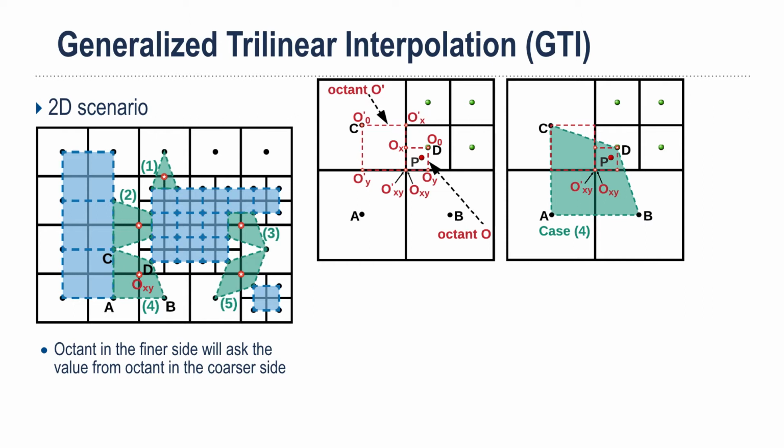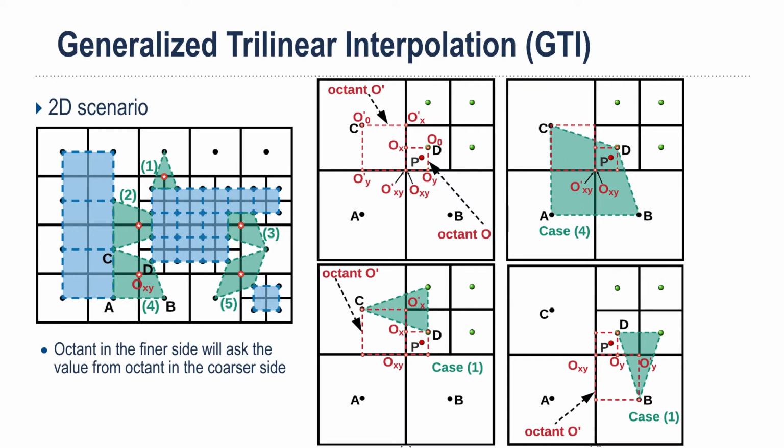OXY is located at the corner of the octant and is contained within the polygon formed by the cell centers A, B, C, and D. To compute the value of OXY, we introduce the virtual unstructured elements as shown in case 4. The computation of the values for OX and OY is symmetric. Both vertices lie at the middle point of the octant on the coarser side. Therefore, the value of OX is the average value of OXY and OX prime. The computation of OX prime falls into 2D case 1.